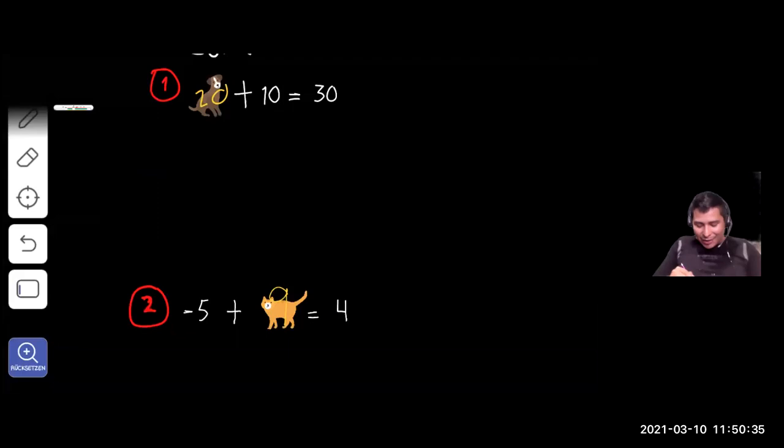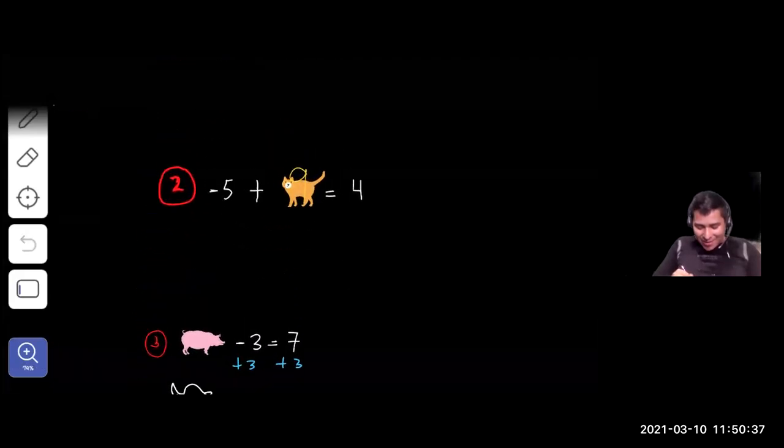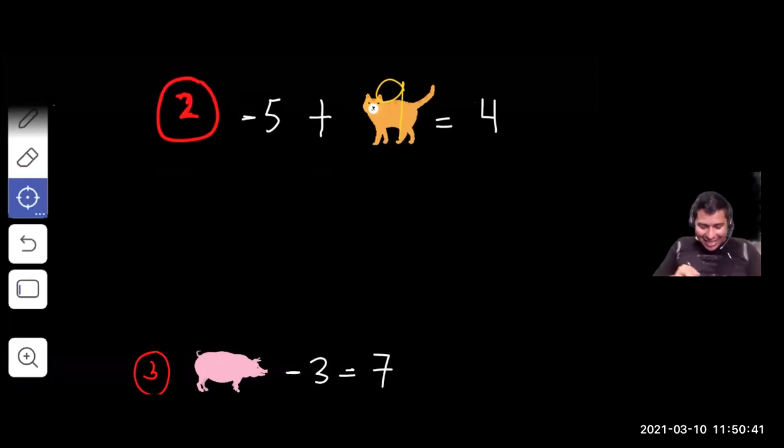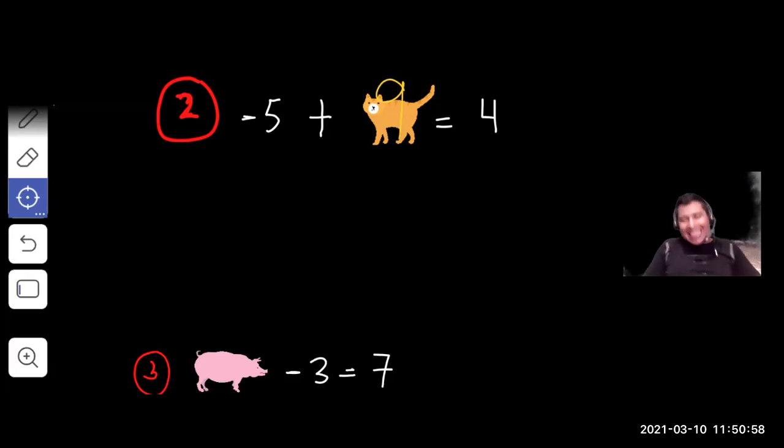And now let's have a look at number 3. Oh, no, no, I don't want you to see this, okay? Okay, I have a little pig here. This pig minus 3 is equal to 7. What is the value for the pig? Something minus 3 that is equal to 7. What is that? 10. Yes. That is the value for the little pig, 10.